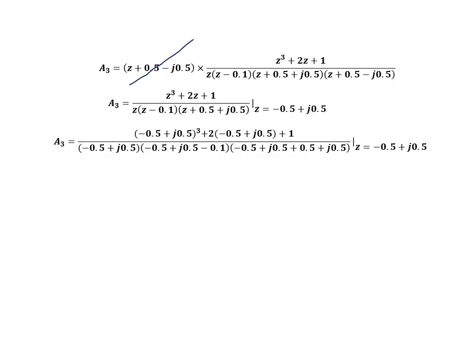For the third coefficient, we multiply both sides by the denominator of a3. This is cancelled with z plus 0.5 minus j 0.5. We have z cubed plus 2z squared plus 1 divided by z times z minus 0.1 times z plus 0.5 plus j 0.5. And we substitute z equals negative 0.5 plus j 0.5.